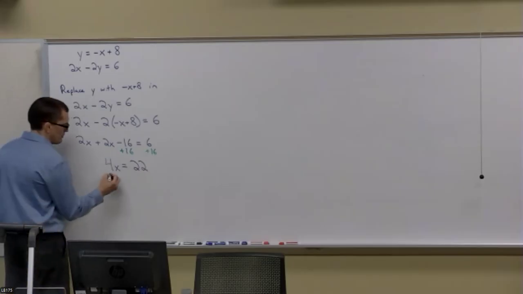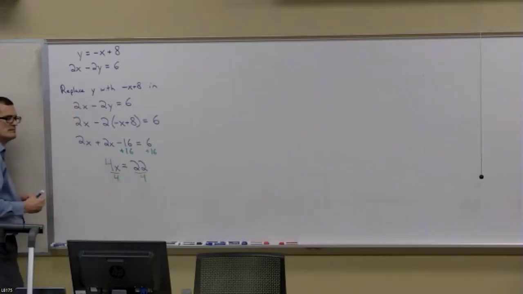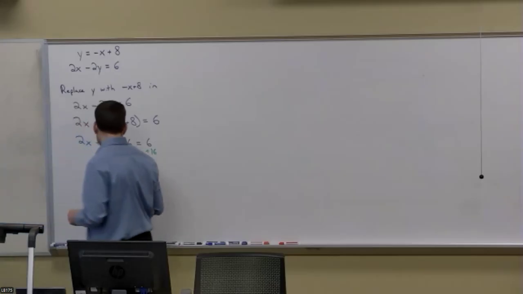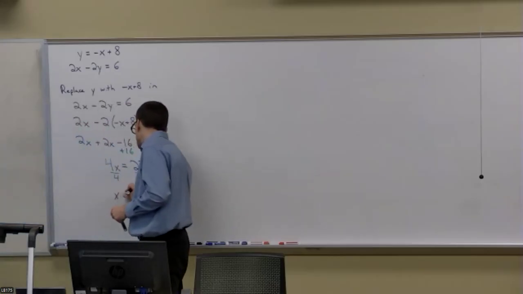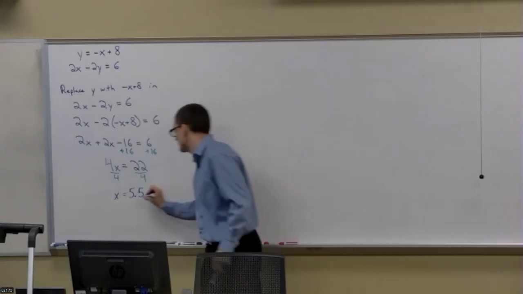Then I would divide both sides by 4. Depending on how you like to write your answer, if you like to write your answer as an improper fraction, it'd be 11 halves. If you wanted to write your answer as a decimal, it'd be 5.5. I think I'll leave it as a decimal right now. So we get x is equal to 5.5.